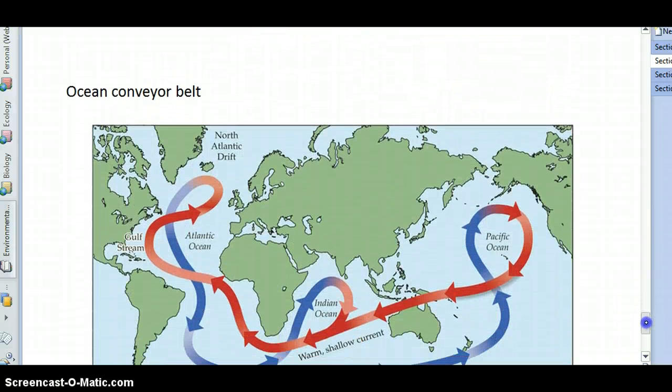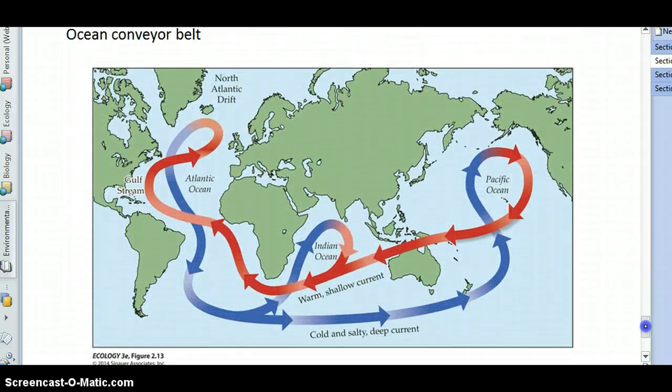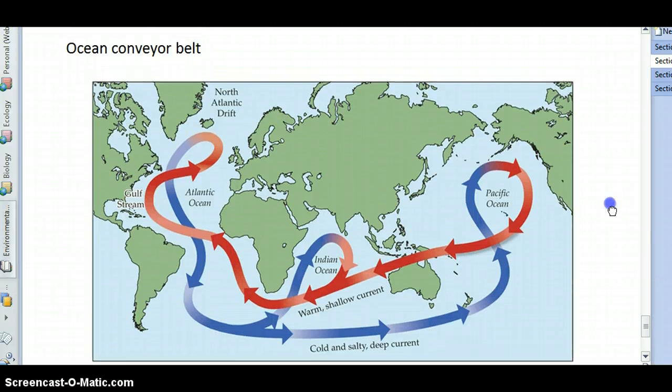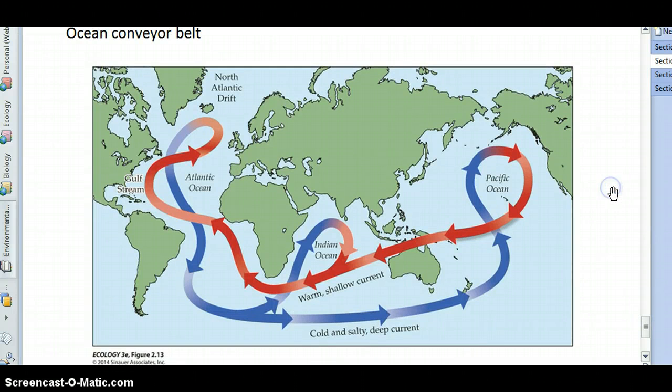A major area of downwelling occurs in the North Atlantic due to this thing called the ocean conveyor belt, and it's a major movement of water around the globe. This warm surface water comes up from the south across the Central Atlantic, and then into the North Atlantic via the Gulf Stream.